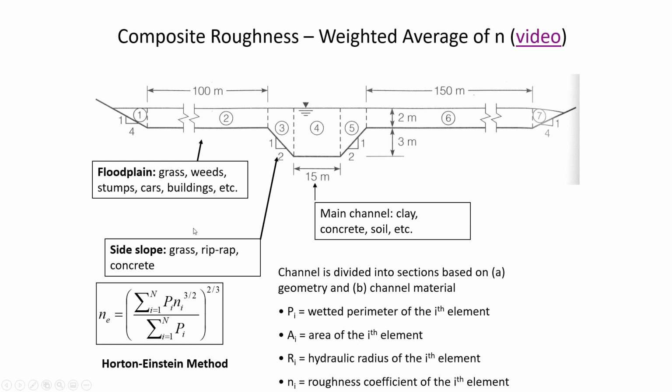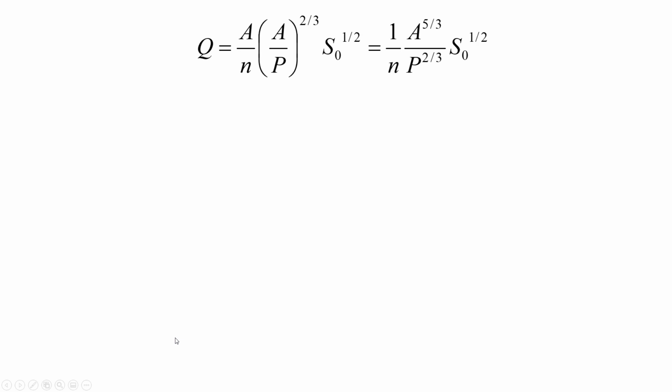There's other approaches. Sometimes what they might do is calculate in completely separate segments. So rather than doing the whole channel and finding the composite n value, you might just find out what's the capacity of the main channel, what's the capacity of the left floodplain bank, the right floodplain bank, and so on. But our book does have this Horton-Einstein method described. Now, remember, for Manning's equation, if we are going to combine together the two areas that are in the numerator of Manning's equation, that takes it to the 5/3 power, and then the wetted perimeter to the 2/3 power.